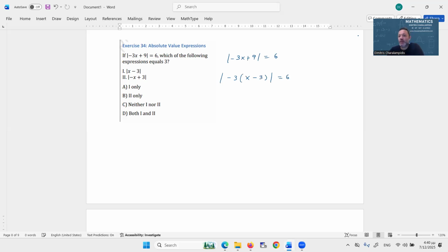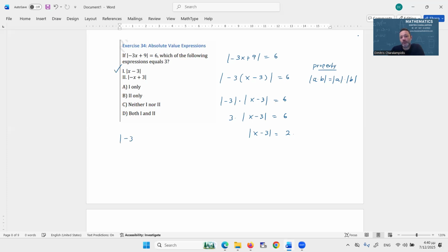equals 6. There is a property here that says that absolute value of A times B is the same as absolute value of A multiplied by absolute value of B. So here we would be able to break that down into this product. The absolute value of negative 3 is 3. The absolute value of x minus 3 remains like that, equals 6. So x minus 3 is equal to 2 for sure. So 1 is correct.